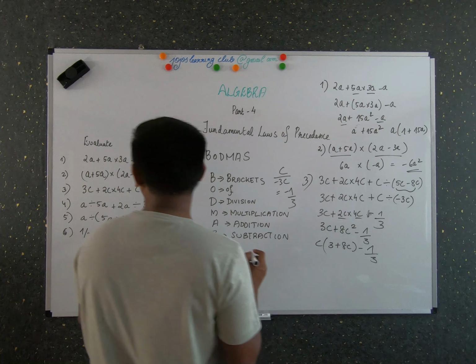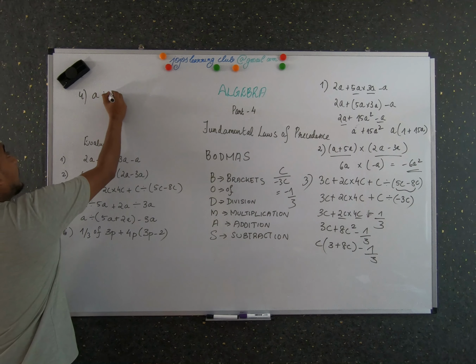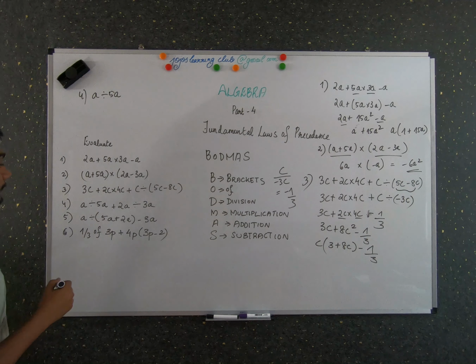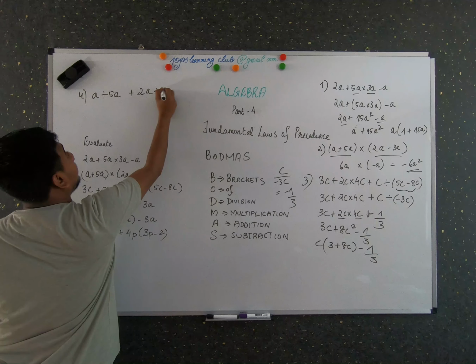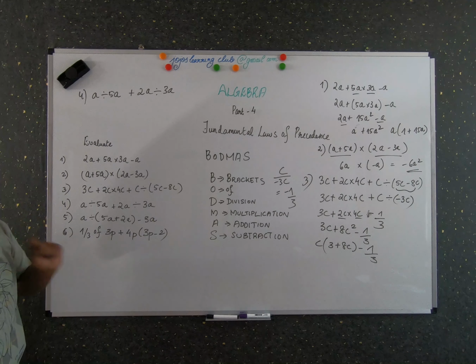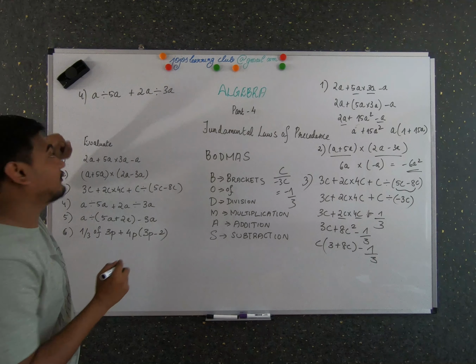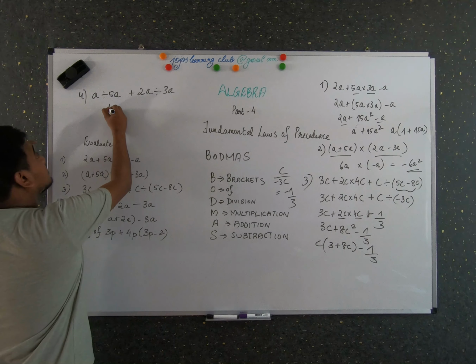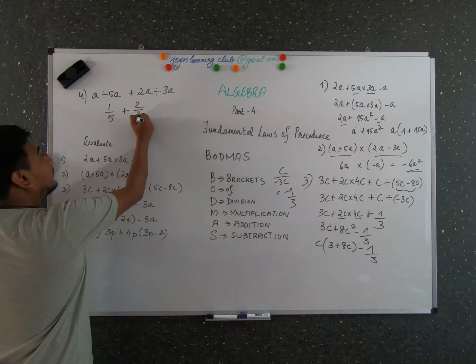And now let's do problem number 4. a divided by 5a plus 2a divided by 3a. So you can see that here there is a division and an addition. When you have such problems, first you have to do division. So a divided by 5a is 1 by 5 plus 2a divided by 3a is 2 by 3.